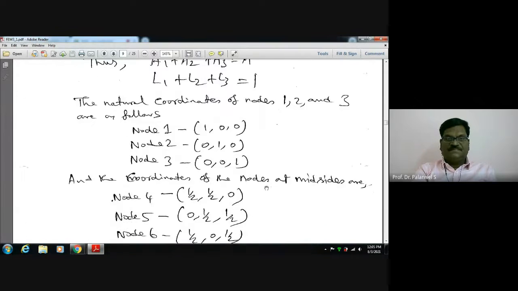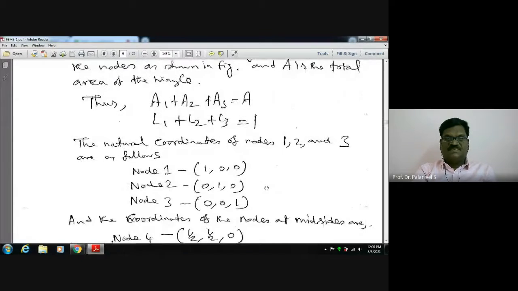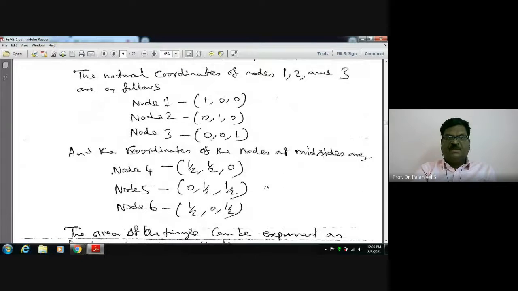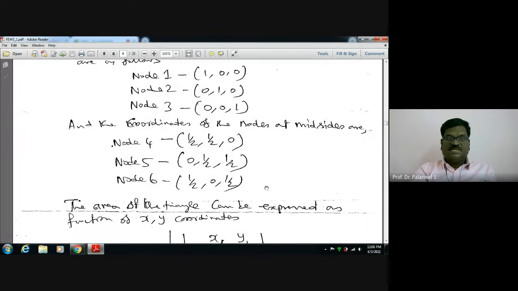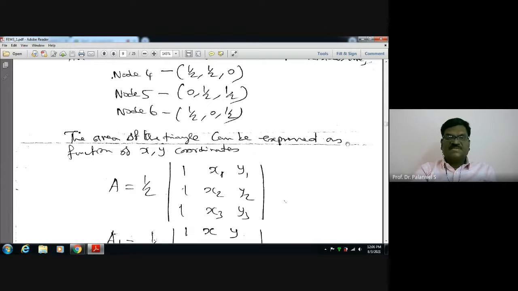These are certain formulations, properties we are discussing, and the coordinates of the nodes at mid sides are as I told you. And then the area of the triangle can be expressed as a function of xy coordinates. Now, if you want to compute the area, area can be computed again using these natural coordinates.